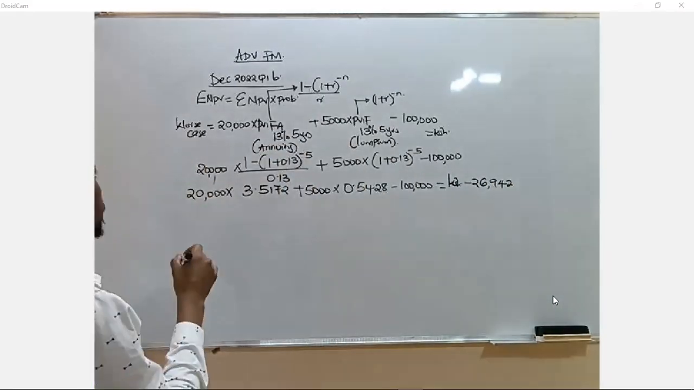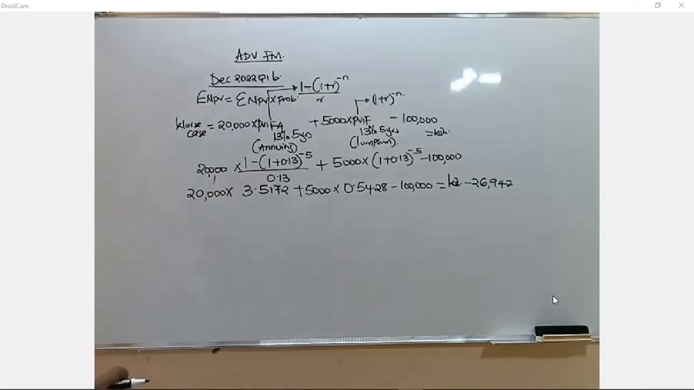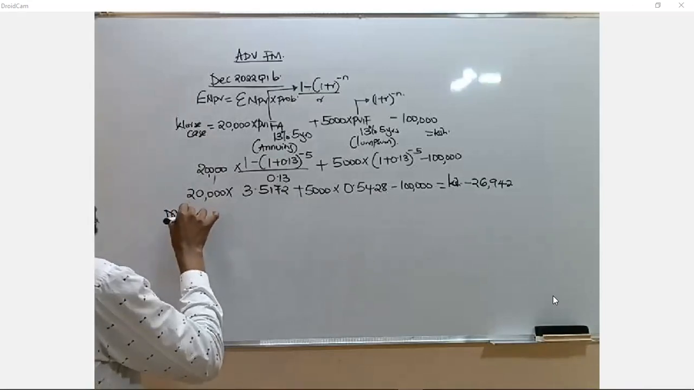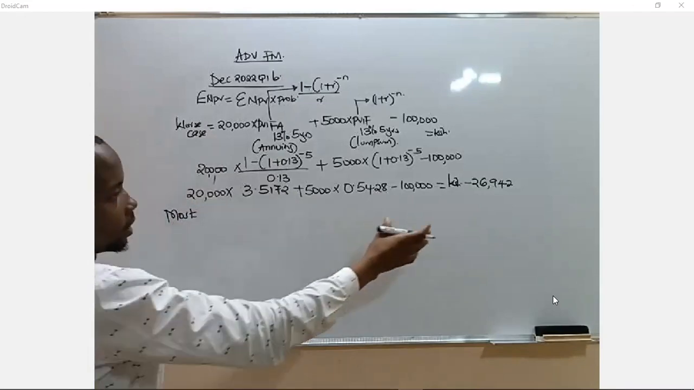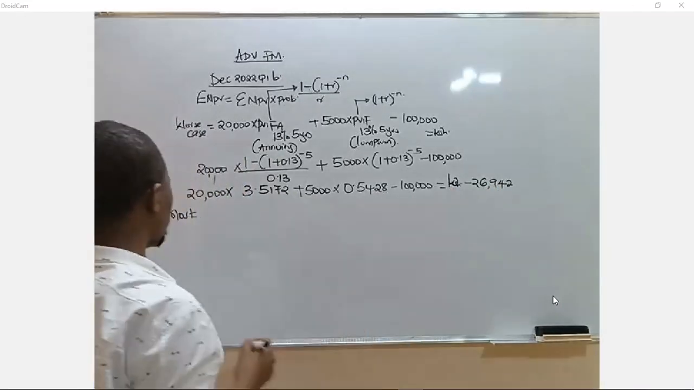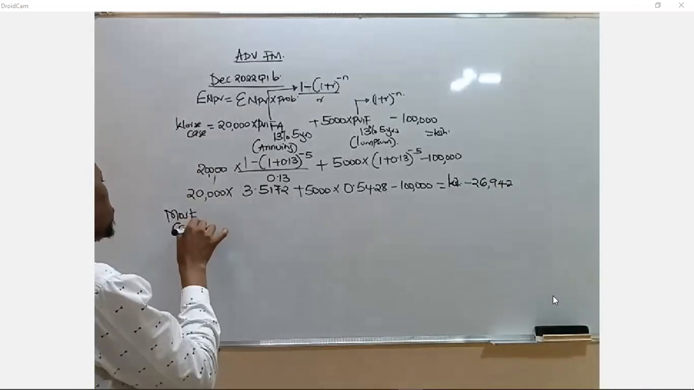How am I supposed to be making the decision when the NPV is negative? You reject the project. When the NPV is negative, you reject the project. Thank you. So let us go to the most probable case.